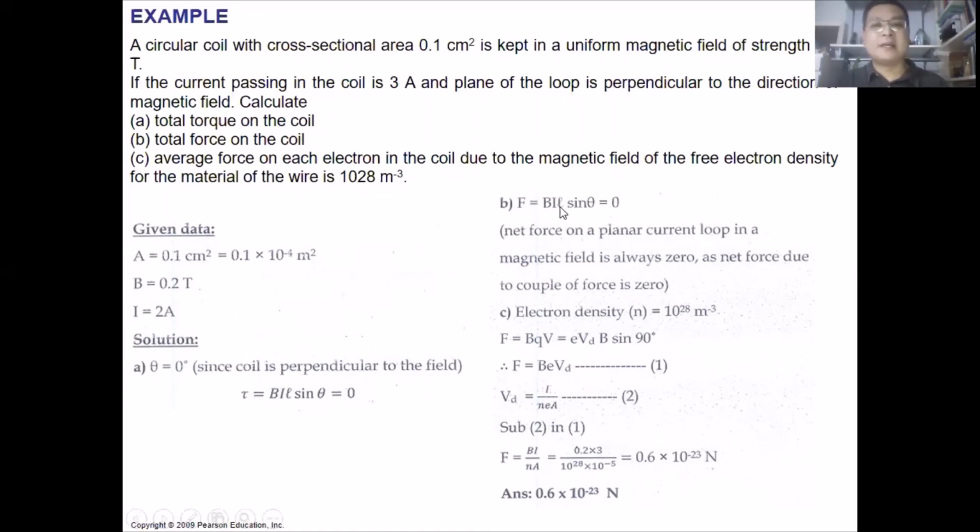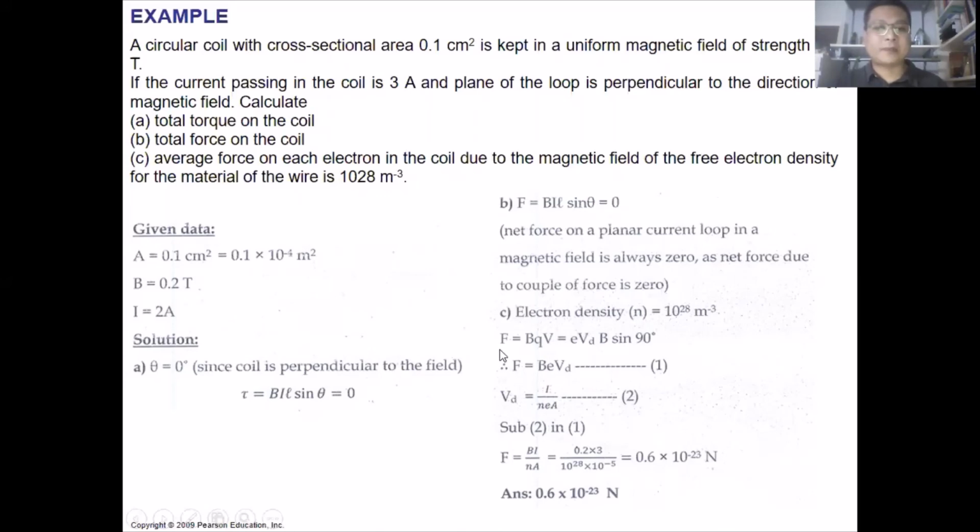And then we go to the total force on the coil, the second part B that I would like to discuss. F equals B I L sine theta. The net force on a plane loop in a magnetic field is always zero, as the net force of the couple is zero. Since theta is perpendicular, we consider sine theta as zero.